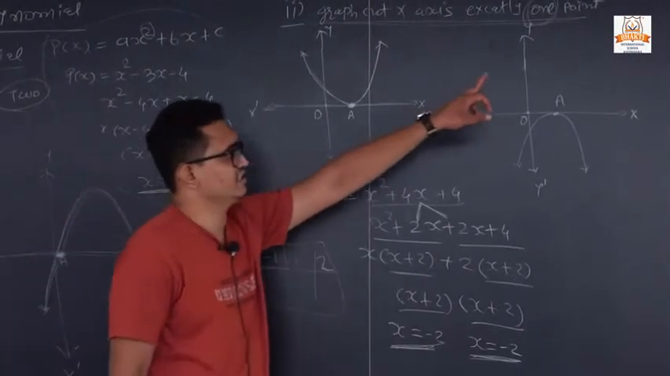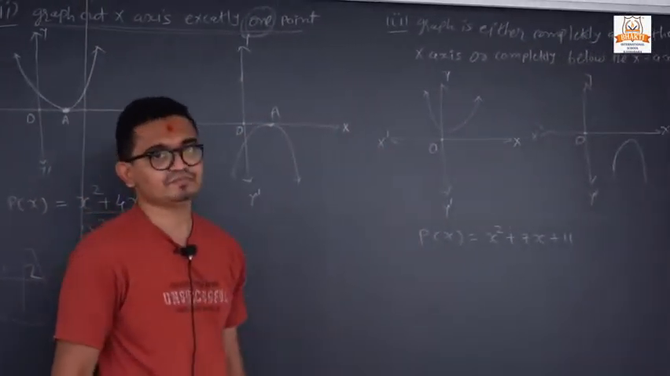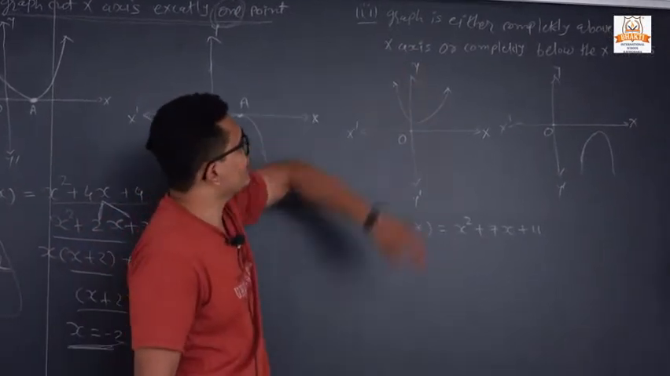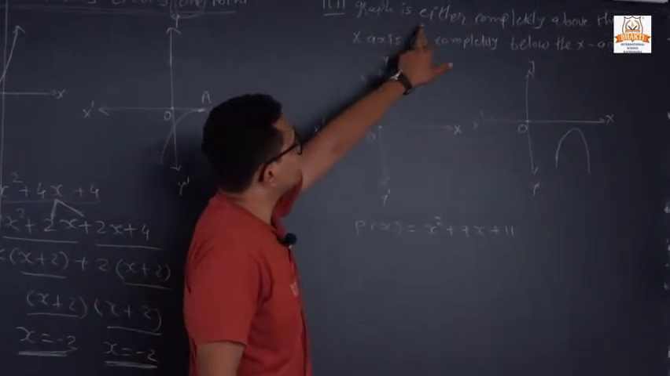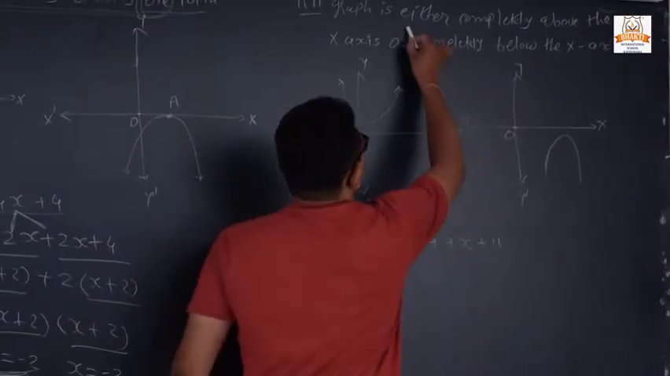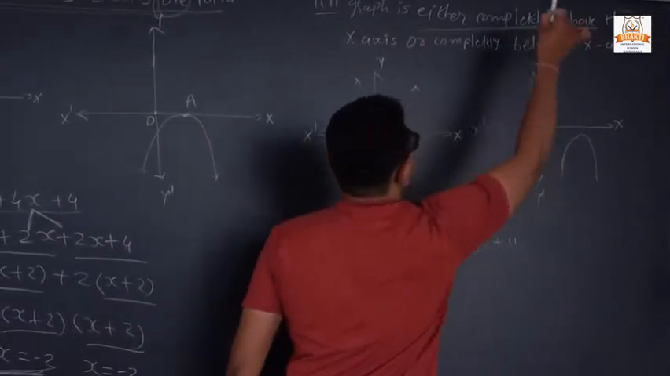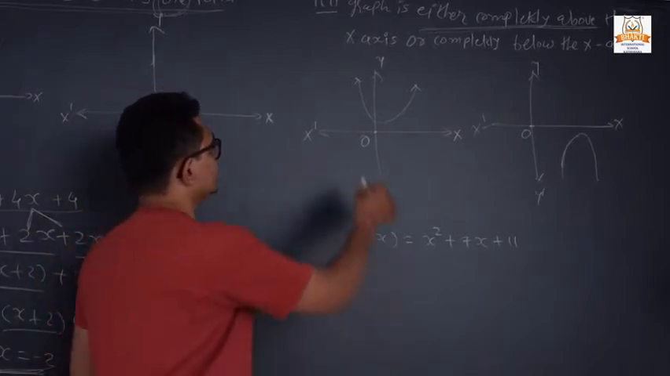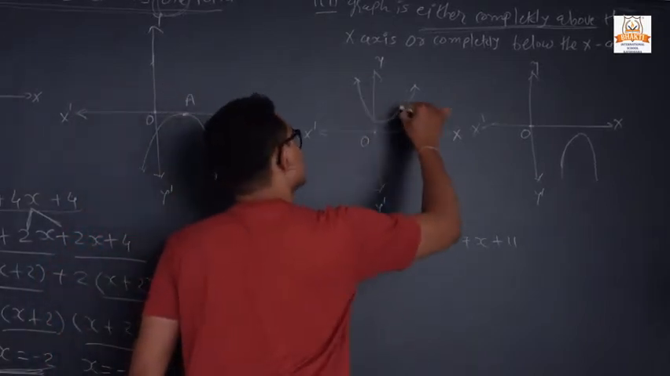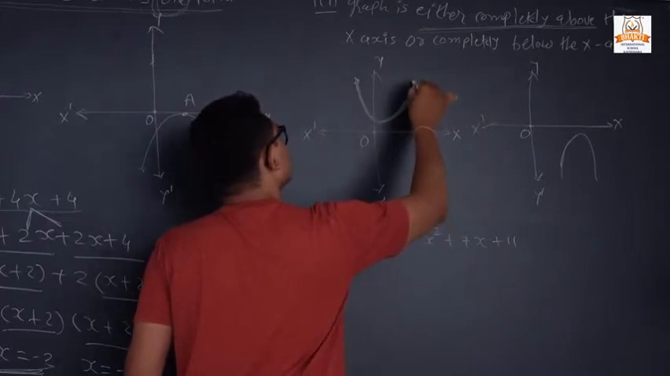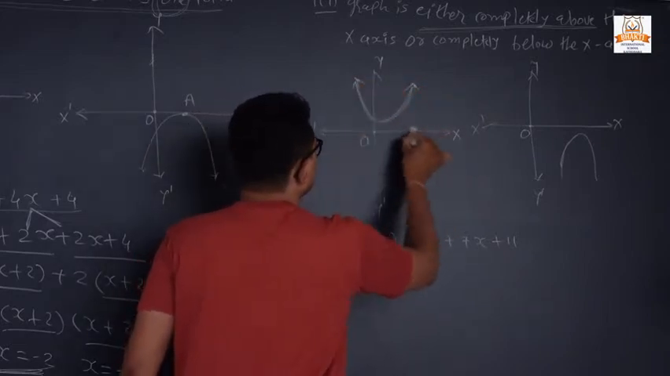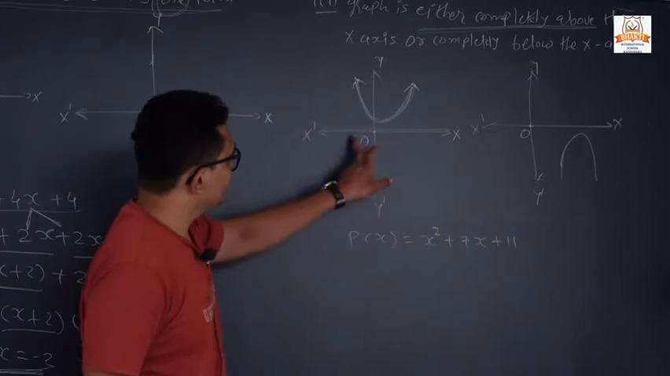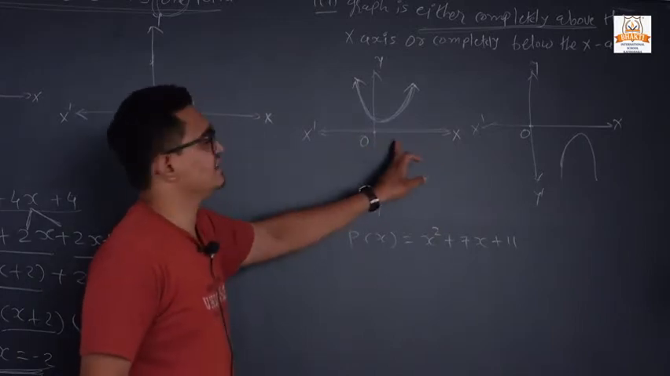Now the last case, case number 3. In case number 3, what happened? What are they saying? The graph is either completely above the x axis. See, it is completely above the x axis. So they are not cutting the x axis exactly.